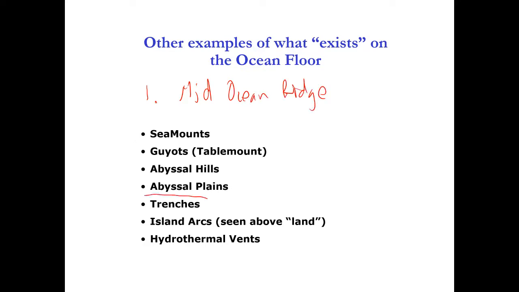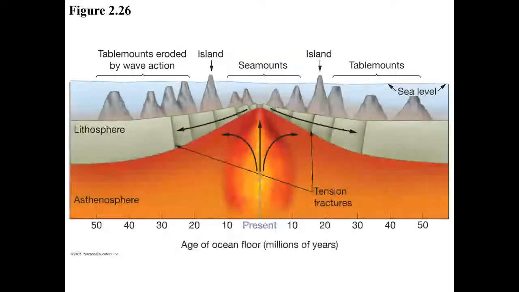We've also spoken a lot about trenches. Trenches are formed in subduction zones at convergent boundaries. These others, though, other than maybe having heard about them before, we haven't really spent a lot of focus. So the rest of this lecture is going to go through all of these different features of the seafloor.